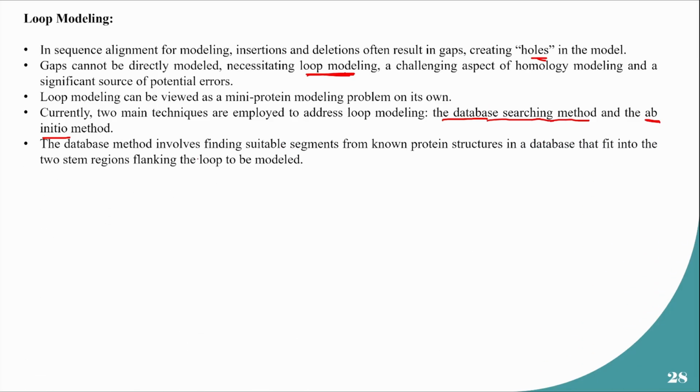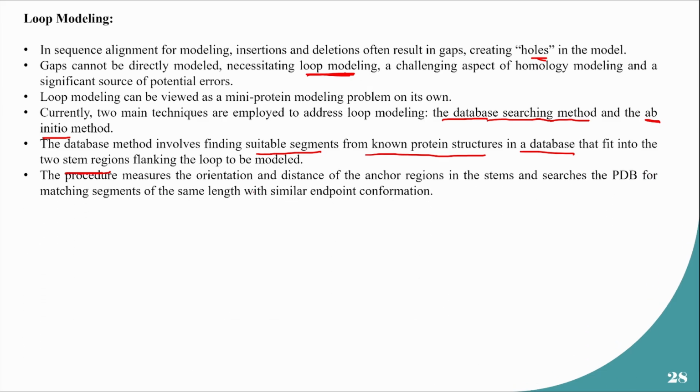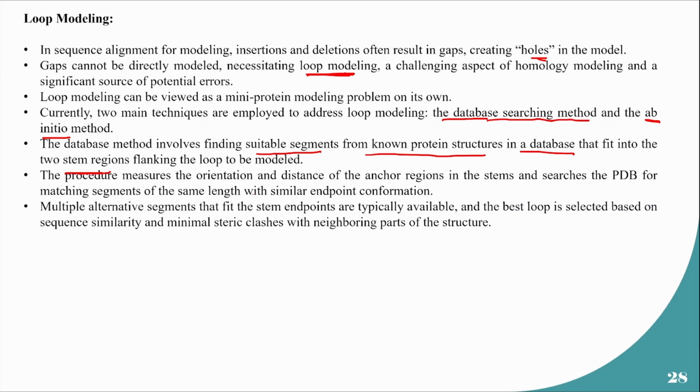Database searching, of course, is slightly different. It is basically finding suitable segments from known protein structures in a database that fit into the two stem regions, the flank regions, between which the loop has to be modeled, right? So it can be fit into there. So that is database searching. Another is ab initio, where you use physics-based force fields, for example, to properly find out what the actual conformation could be, right? And then you do the energy minimization to get the appropriate ones.